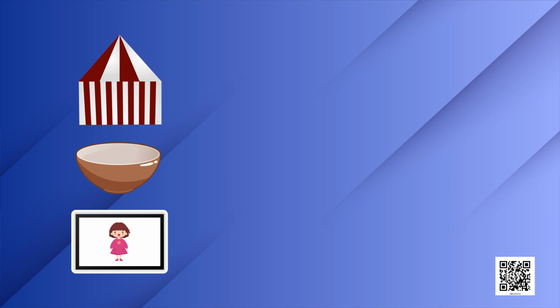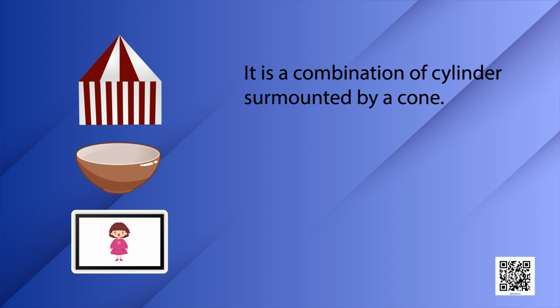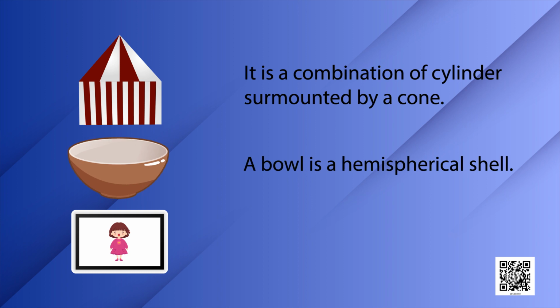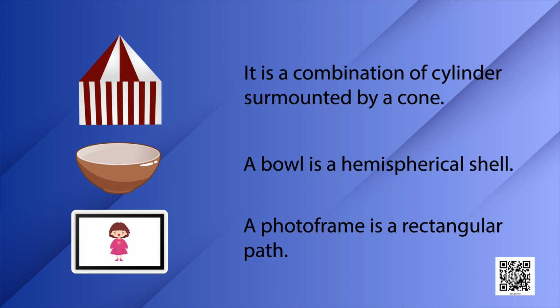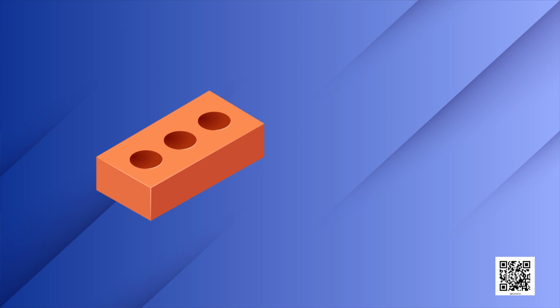A tent. A tent is a combination of a cylinder surmounted by a cone. A bowl is a hemispherical shell. A photo frame is a rectangular path. Children, look at this brick. It has a cuboidal shape.